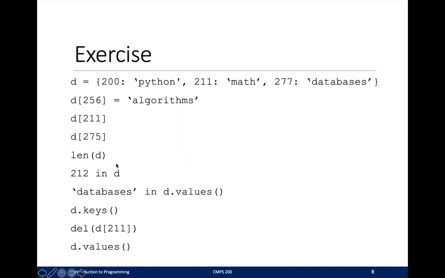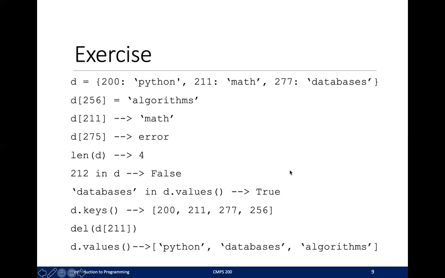D.keys, on the other hand, would return a list of all the keys inside the dictionary D. So it would return 200, 211, 277, and 256. And then delete of D of 211 means delete this entry completely from the dictionary, the key and the value. And then D.values again would return all the values without 211. Okay, so this is what the output would look like. Great.